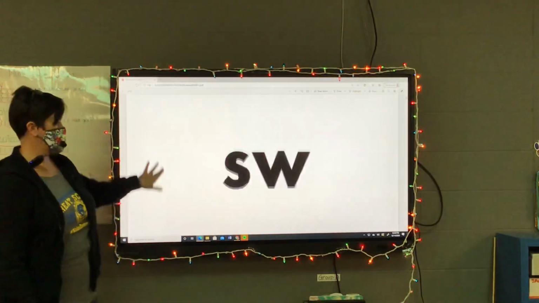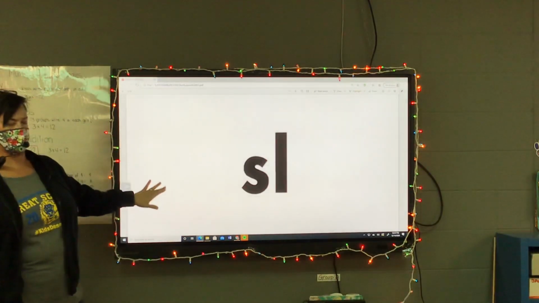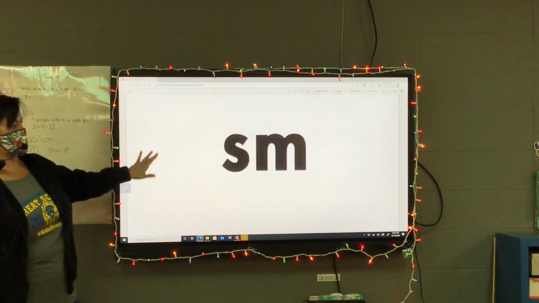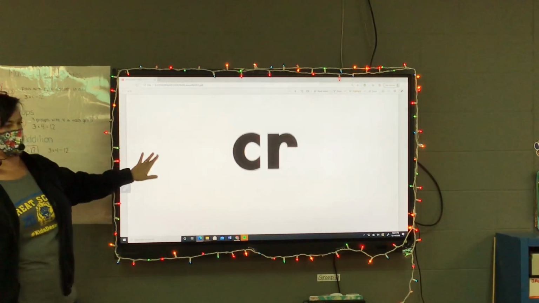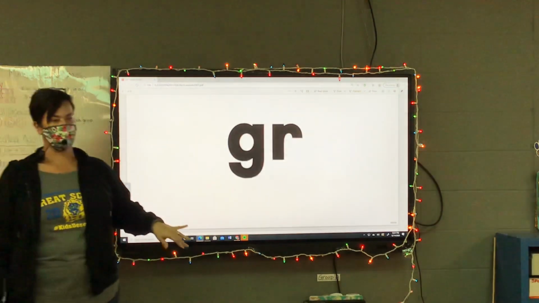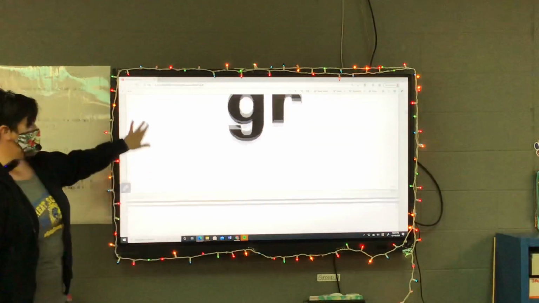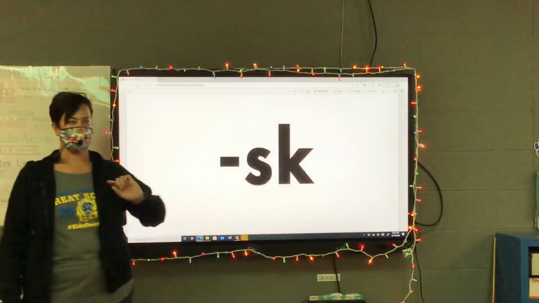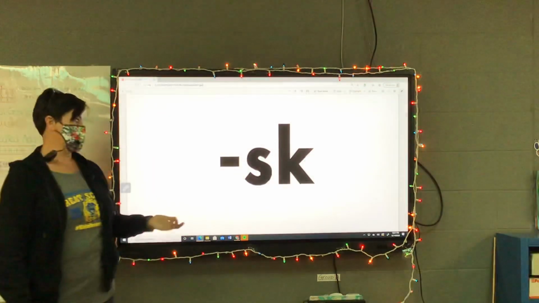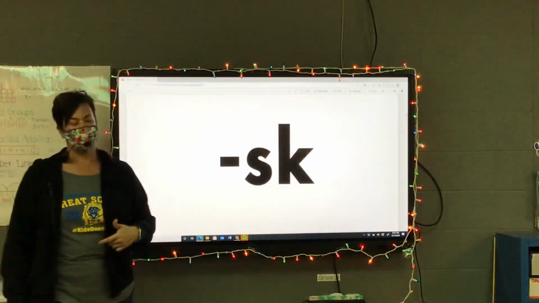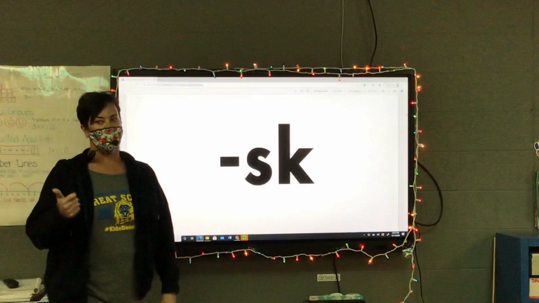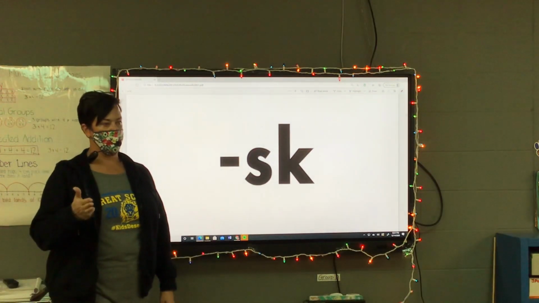Swa, sl, pr, sm, cr, gr. Oh, it's gr. What is it? Gr. Sk. Where's this at? At the end of a word. What's usually in front of it? A short vowel. And our short vowels say a, e, i, o, u.